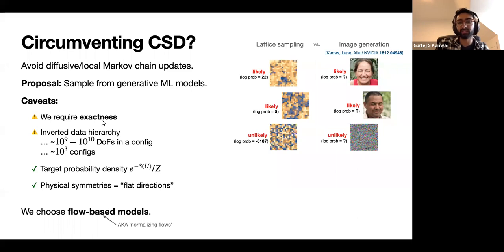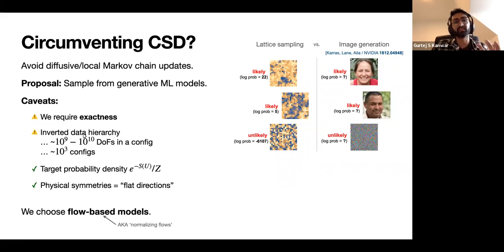One is that, in order to keep hold of the physical exactness of a lattice calculation, it's important that we actually sample according to e to the minus action over Z. So that exactness of sampling is necessary, whereas a machine learning model may only do something approximately. So that's something that we have to tackle when thinking about applying machine learning here.